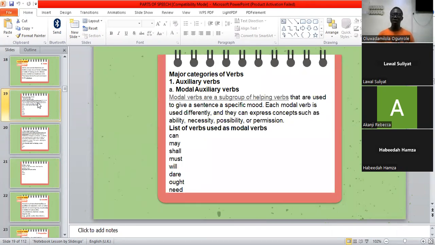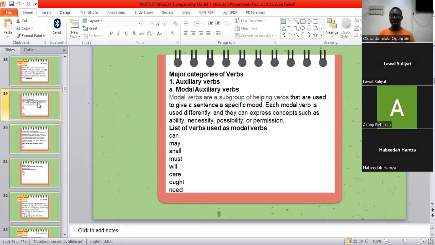We have the modal auxiliary. These are verbs that give a sentence a specific mood. That is, each type of verb that we call a modal verb has a modus operandi of working. It has a meaning carried in itself. For instance, can shows possibility, capacity, ability. So if I tell someone I can do this, it means I have the ability and capacity to do that. If I say I may do this, it means there's a kind of doubting mood on that.